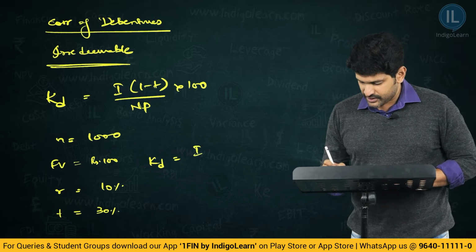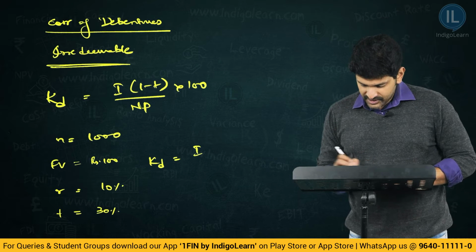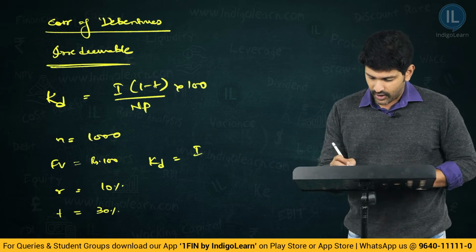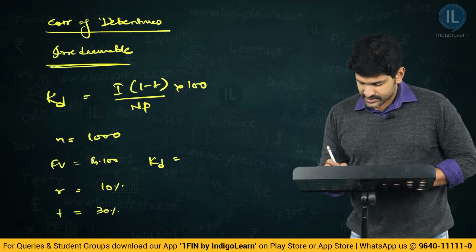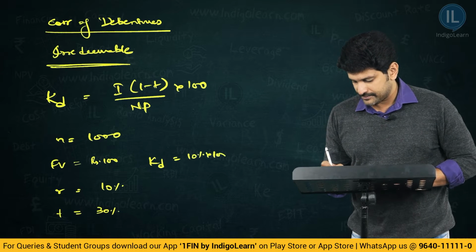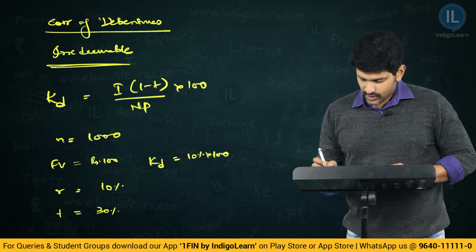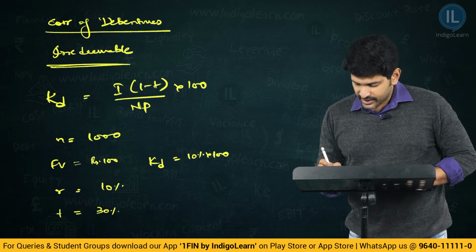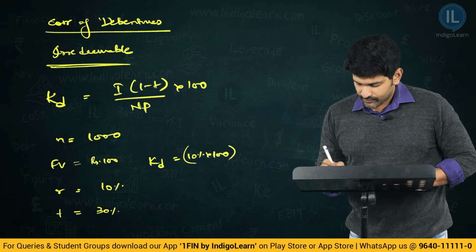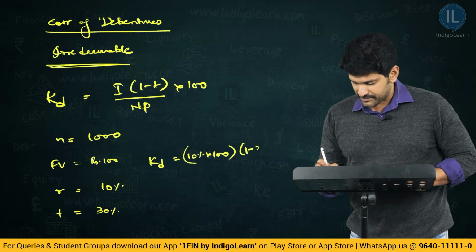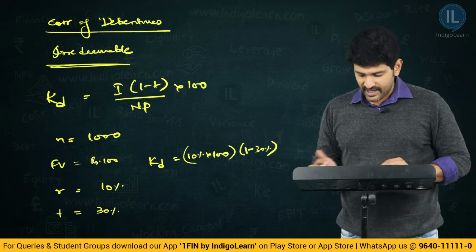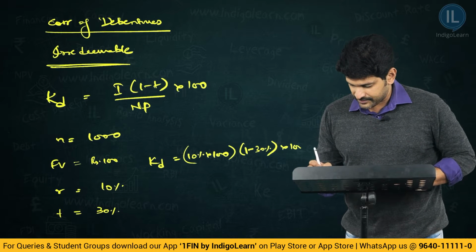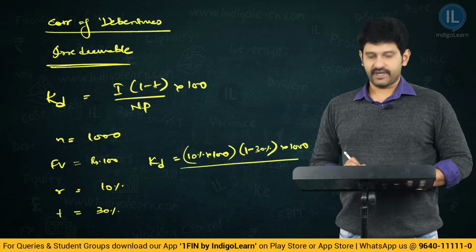Now interest into 1, we have the formula here. So interest is how much? 10% on 100, correct? This is interest into 1 minus tax, some 30%. Now this is the interest of one debenture. How many debentures are there? Some 1000 debentures are there, divided by.